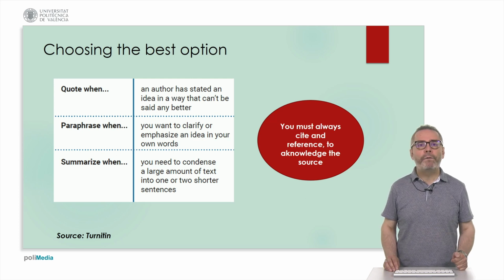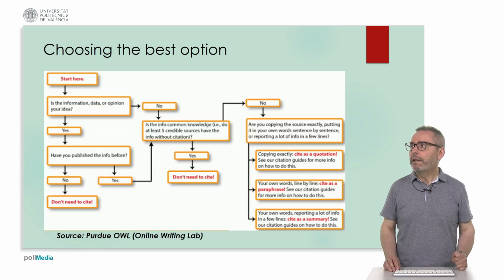This is taken from Turnitin, which is a very important tool to avoid plagiarism. And here, you can also use some online writing labs, such as Purdue Online Writing Lab. And here we can get an infographic, this one, that tells us exactly what to do in each case. This is a kind of summary of what we have seen during this presentation.